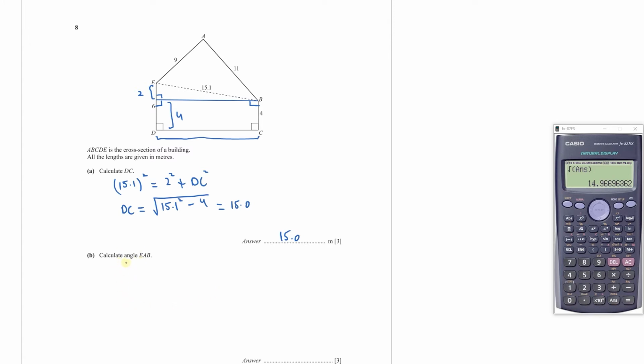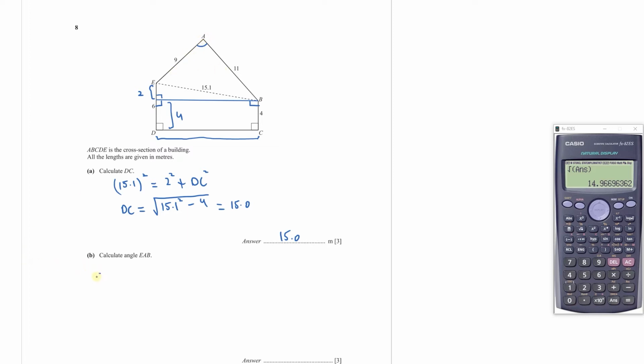The next part is calculate the angle EAB. EAB is this angle. So I can use the cosine rule because I know the 3 sides of this triangle. All 3 sides are known, and I can use the cosine rule to find this angle EAB.